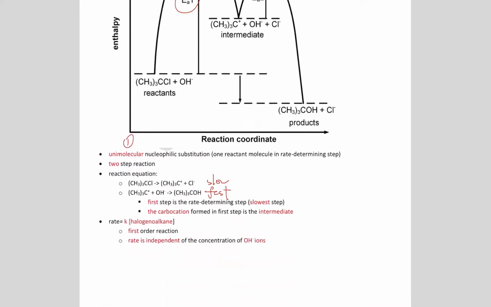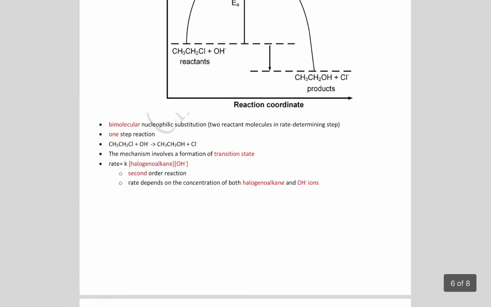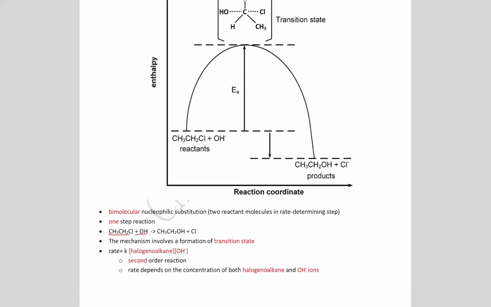Now for SN2, the 2 represents a bimolecular reaction. There will be 2 particles in the rate equation, in the rate determining step. Because it is one step, that one step must already be the rate determining step. There are 2 different particles here, so they call it bimolecular nucleophilic substitution, and that means both of them are involved in the equation.